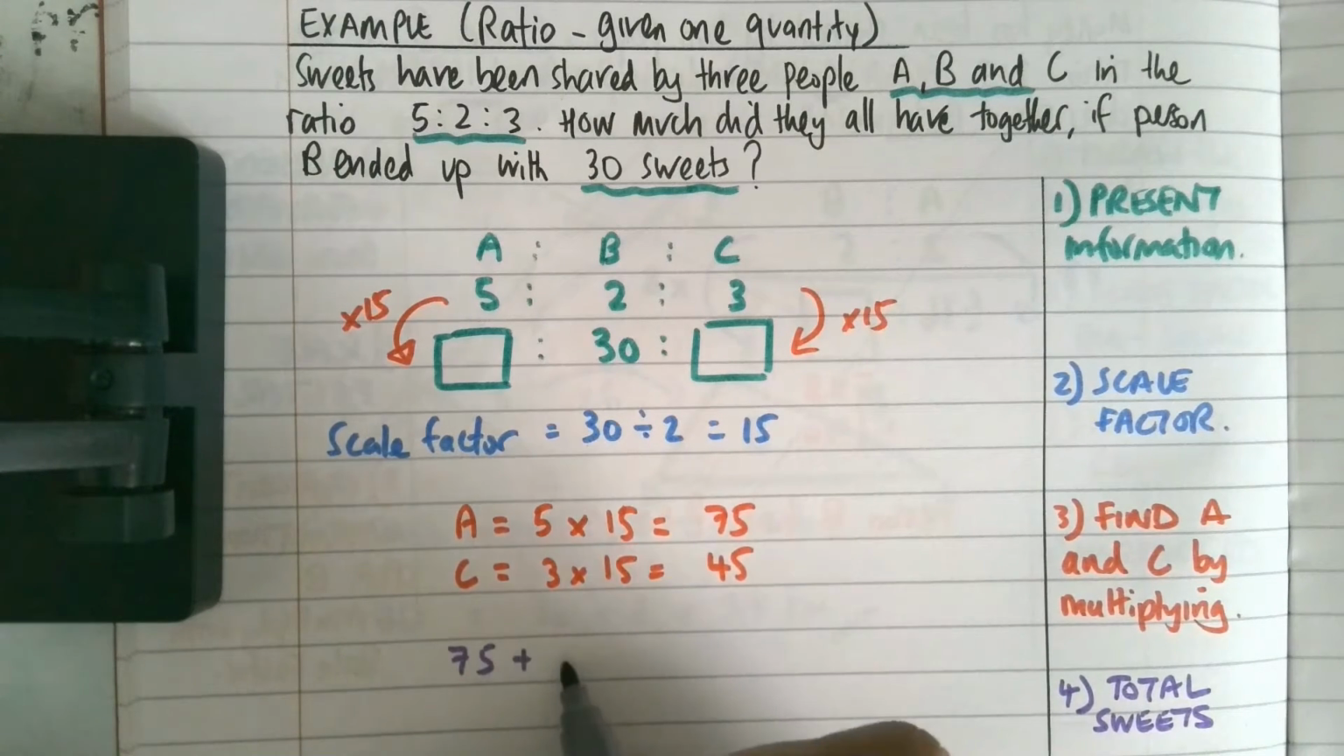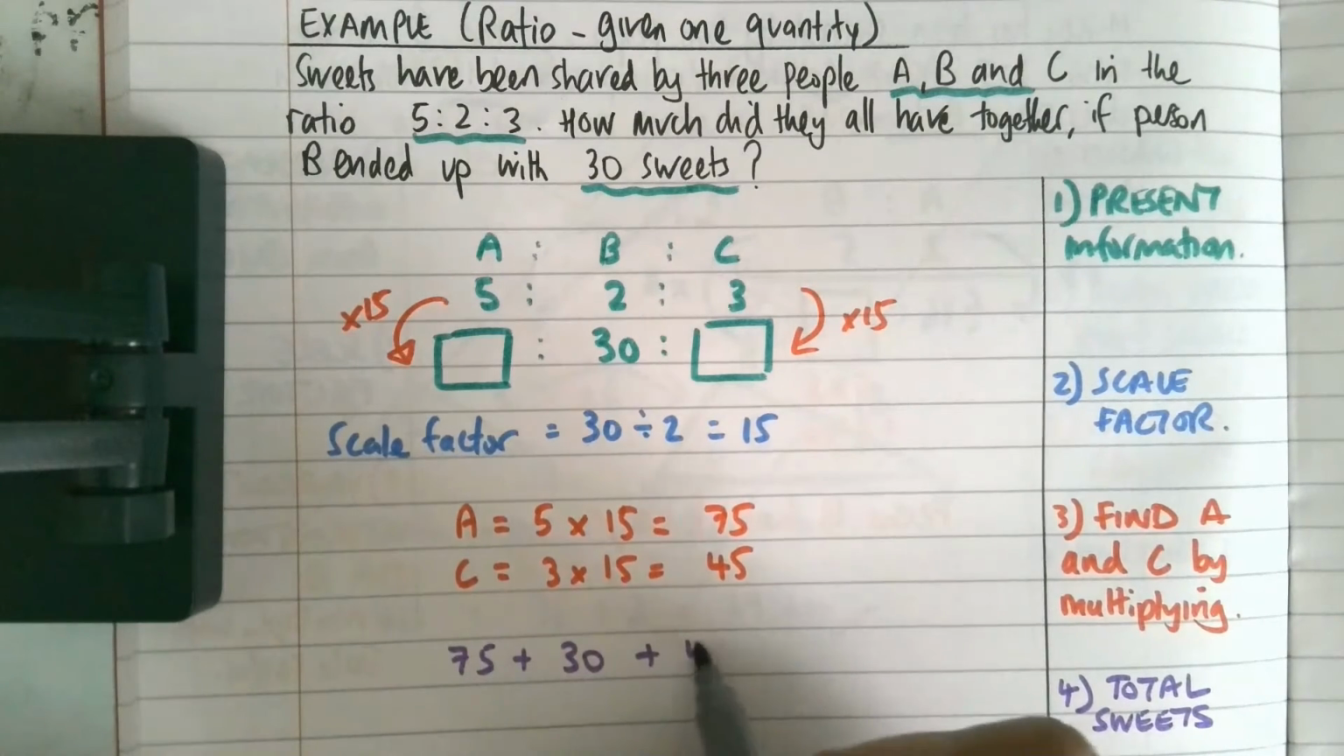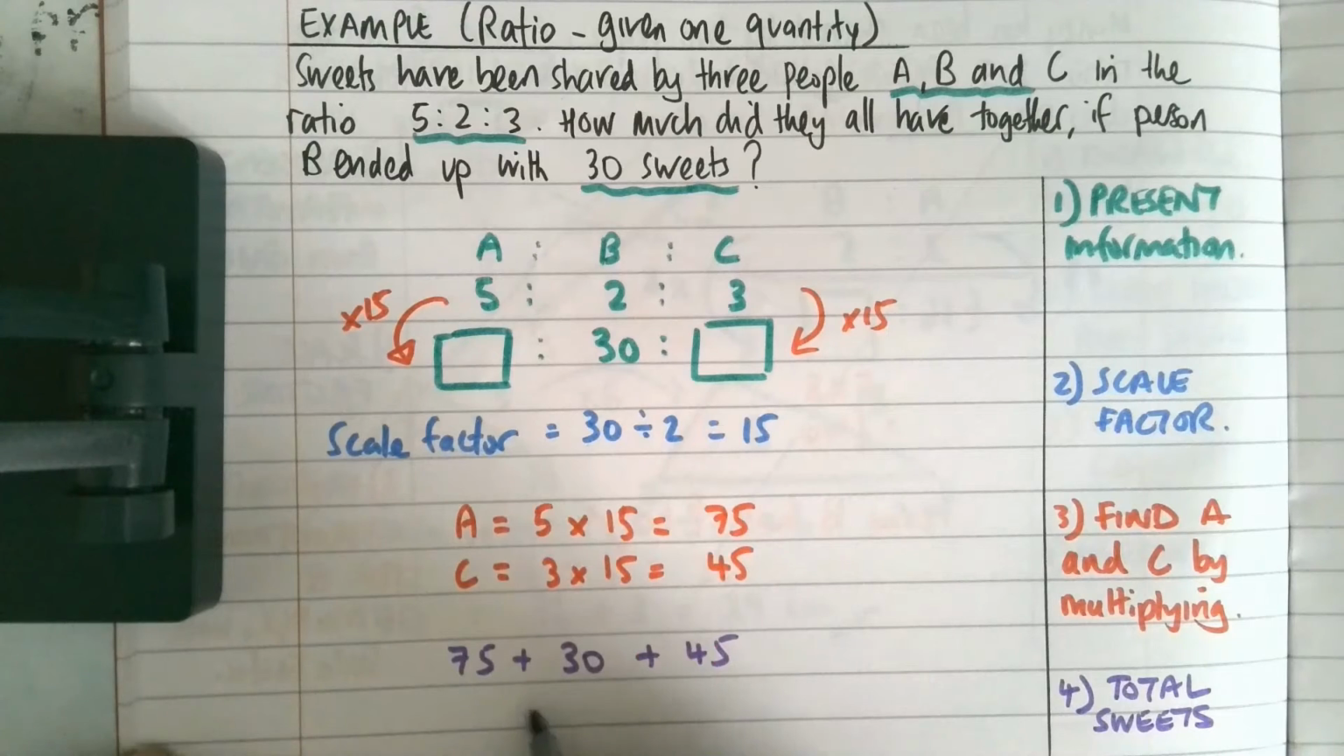So 75 plus 30 plus 45, that's going to be equal to, well, let's do the first part. 75 plus 30 is going to be 105, and then we're going to add 45 to that, and 105 plus 45 is going to be 150 sweets.